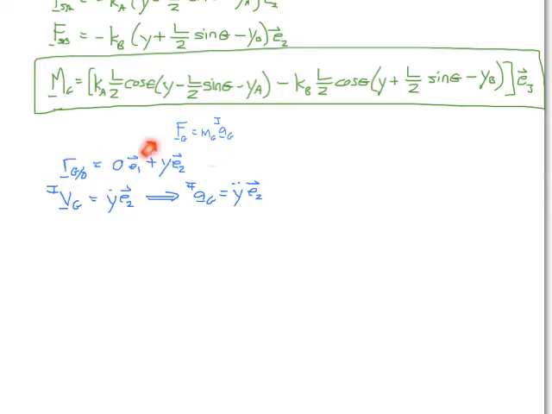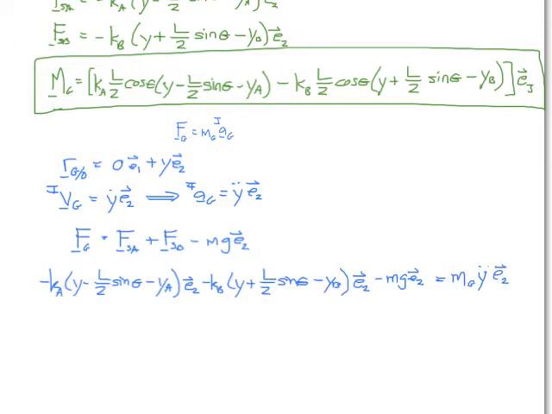We need to deal with our left hand side, which is the sum of all the forces. The sum of all the forces is our spring force at A plus the spring force at B minus mg in the E2 direction, which we lift off of our free body diagram. When we add these up and set this equal to the right hand side, we get this expression: the force of the spring at A, plus the force of the spring at B, minus the force due to gravity, is equal to the mass times the acceleration. All of these terms are in the E2 direction, so this gives us our scalar equation of motion for the translation.